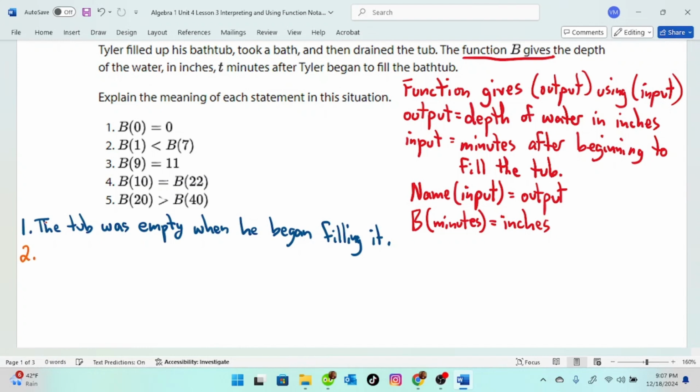Number 2. I've got 1 in parentheses, so that's going to be 1 minute, is less than the 7 in parentheses, which is minutes. But remember, the function is giving us the depth of the water. So this means the depth of the water after 1 minute was less than the depth of the water after 7 minutes.